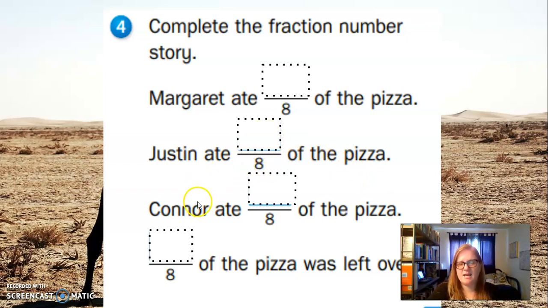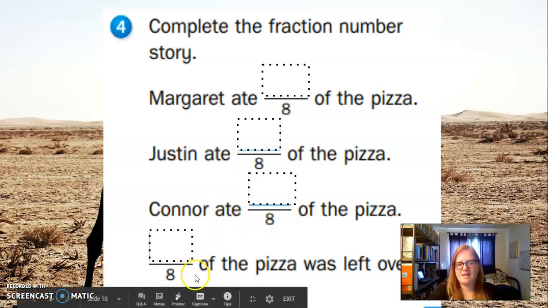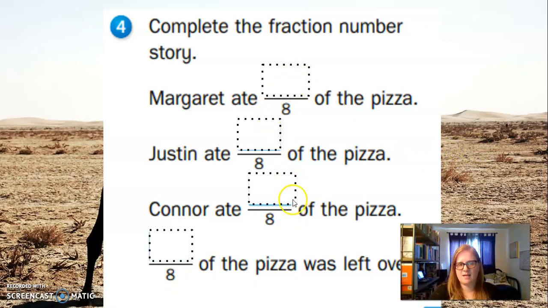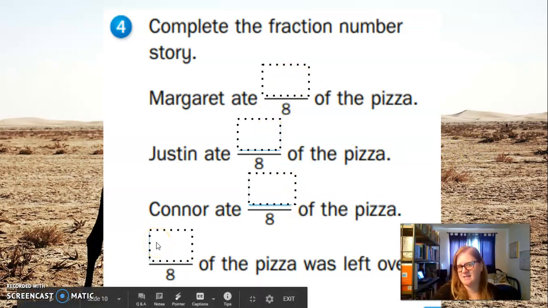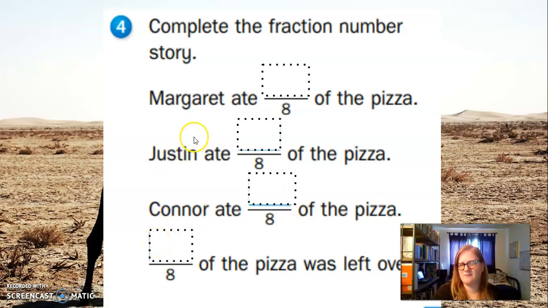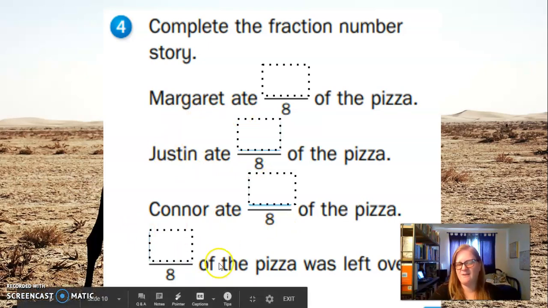whatever you like. And so then you keep going and then you tell me how much of your pizza is left, but it has to make sense. You can't say 1/8, 1/8, 1/8, 1/8, because that doesn't make any sense. If Margaret ate 1/8, Justin ate 1/8, Connor ate 1/8, then really you should have 5/8 of the pizza left over.